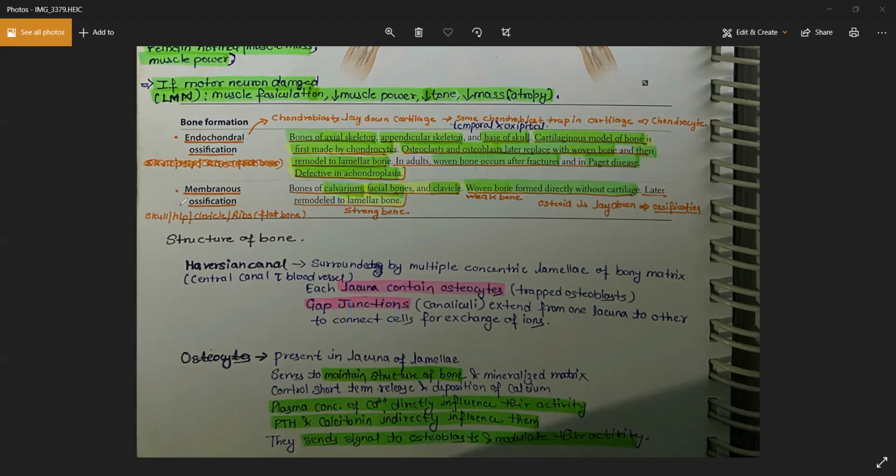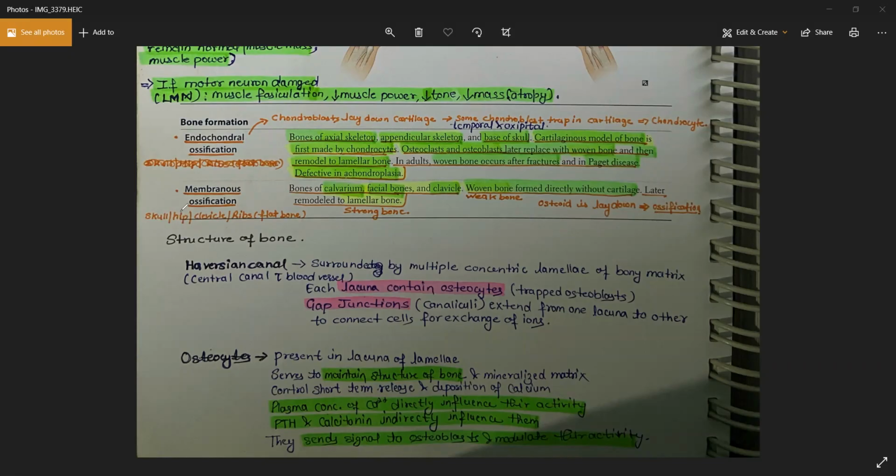Then the second type is the membranous ossification. In this type of bone formation, you do not require any kind of bone model. No cartilage is required. During fetal life, the bone formation occurs directly, and it will form the bone.